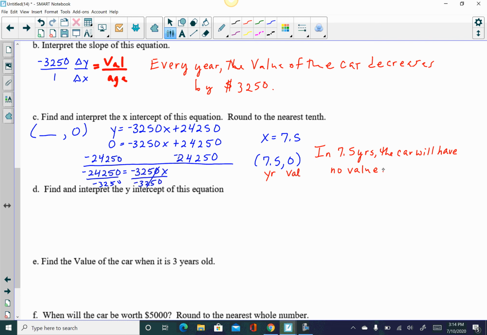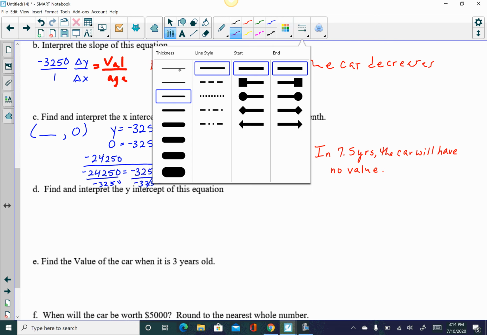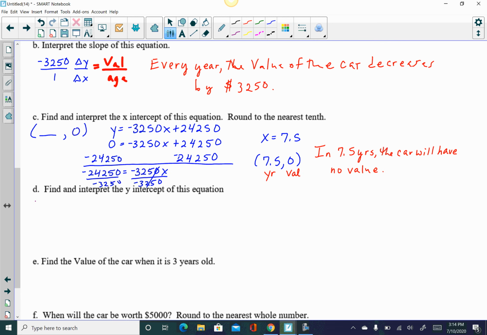Okay. Part D wants us to find and interpret the y-intercept. The nice thing about the y-intercept is that once you have an equation in slope-intercept form, you've done the hard work. Because we know, oh, this is our equation, y equals negative 3250x plus 24,250. Remember, this number sitting out here is my y-intercept. So my y-intercept here then is 0, 24,250. This is your year.